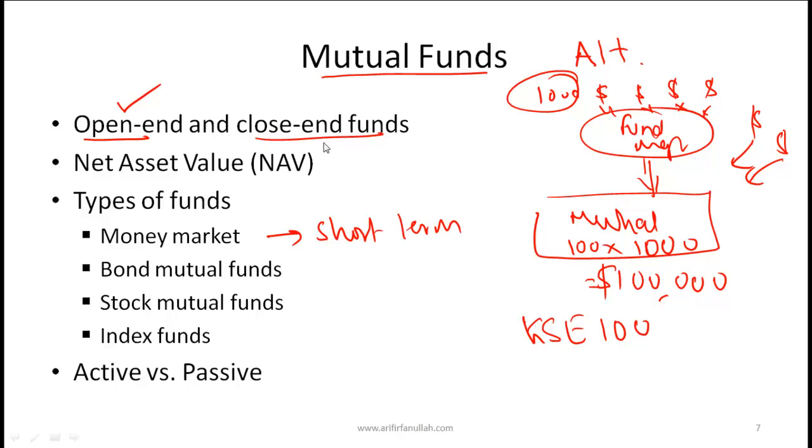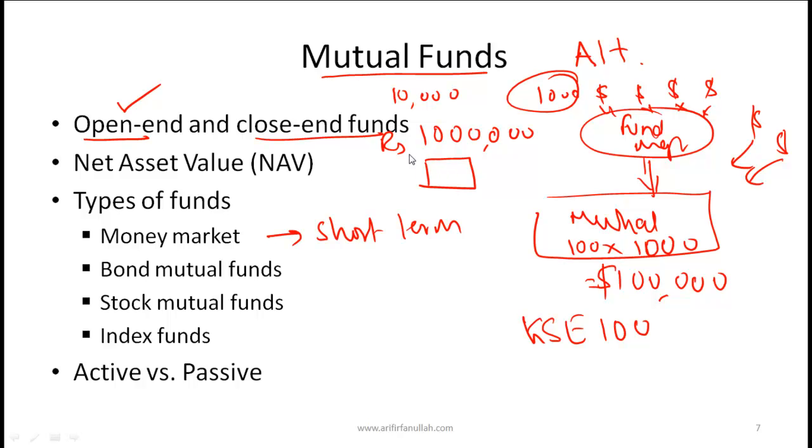Closed-end fund is where once the initial investments are made, so let's say a fund initially raises a million rupees, let's say a fund issues 10,000 shares for 100 rupees each and raises a million rupees. Now with a closed-end fund, the fund issues these shares, and then once these shares have been issued, no new shares are issued. That means additional funds are not accepted. So this is a closed-end fund because once the 10,000 shares are issued, no new shares are issued.